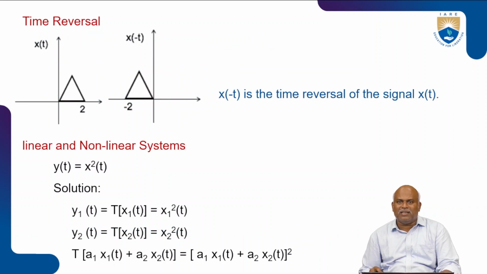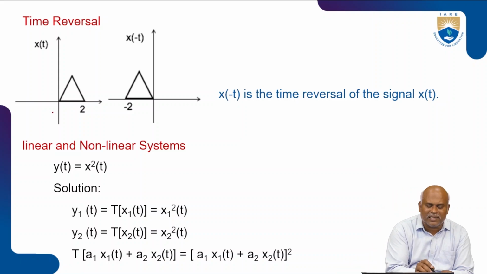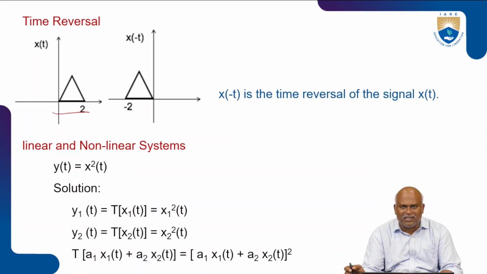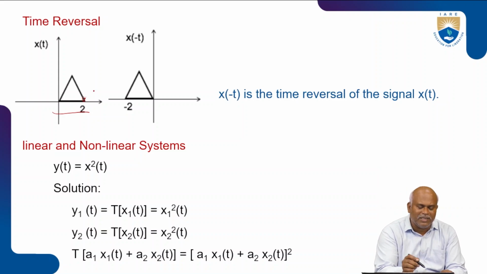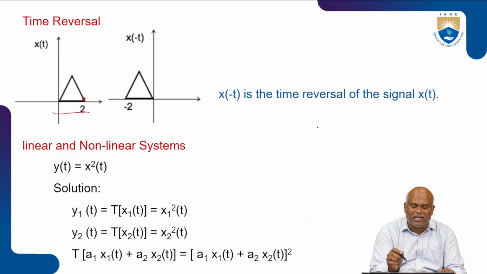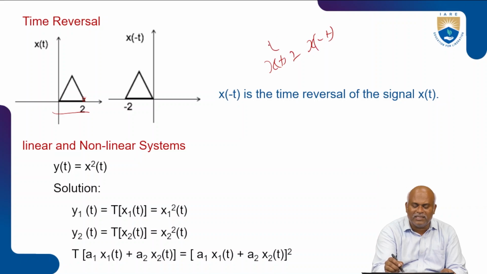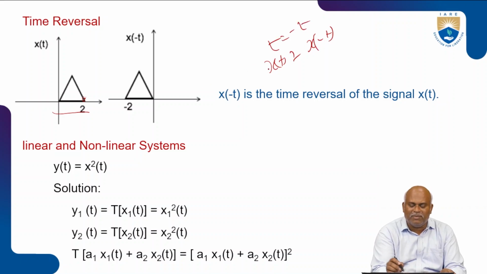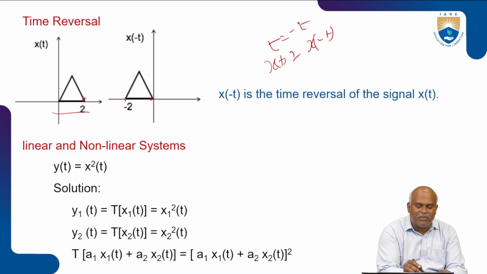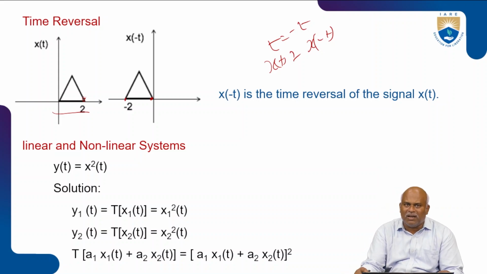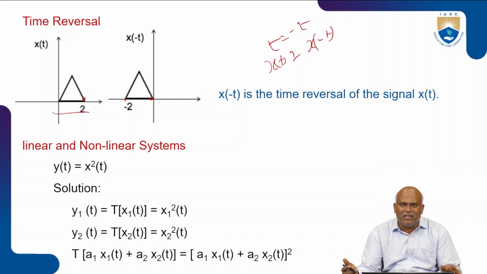Next case, time reversal. It's also possible to do time reversal. Time reversal means left to right, right to left. So now you take the signal, represented as a triangular signal, starting from 0, with the maximum depth represented as 2. Then I need to change the time scale, so x of t into x of minus t. The t is equal to minus t, I should write. So that means it started from the origin, and the signal is going to move to the left side up to 2. This is called time reversal. Now, x of minus t is a time reversal of the signal x of t.